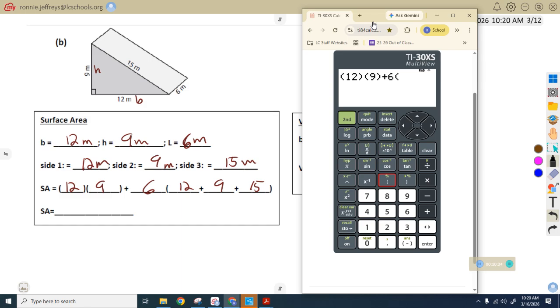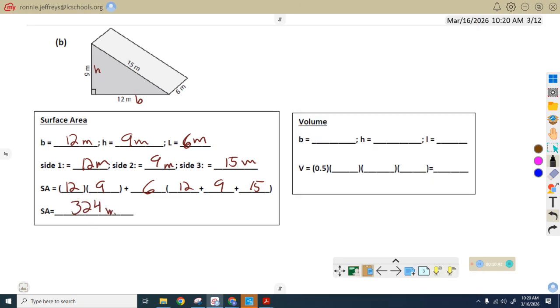Plus 6 plus 15. All right, so we have 324 meters squared. Okay, because it's area.